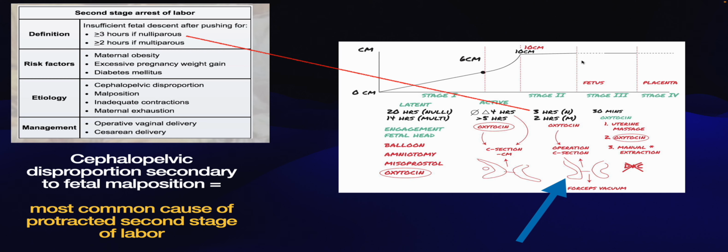And once we get to the end of stage 2, with 10 centimeters dilation, comes delivery of the fetus. And then the end of stage 3, as discussed earlier, is hopefully within 30 minutes, the delivery of the placenta.